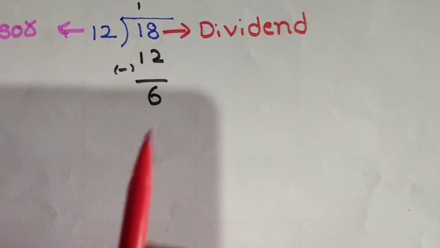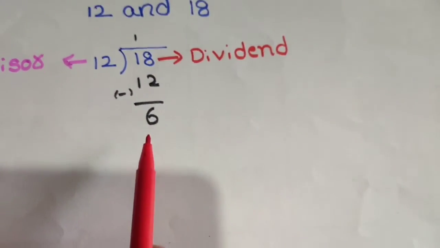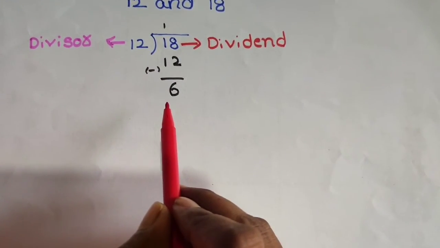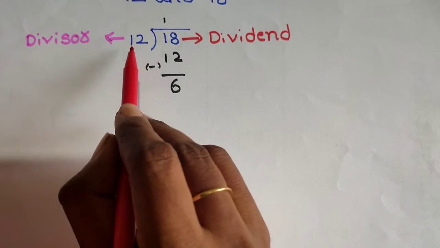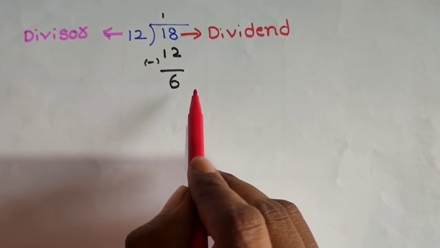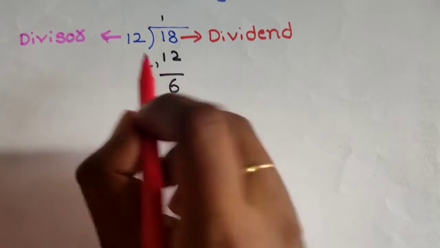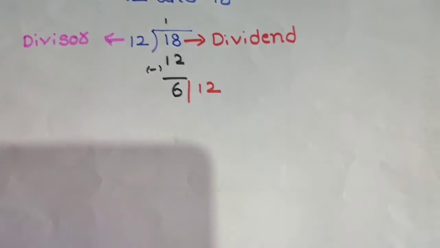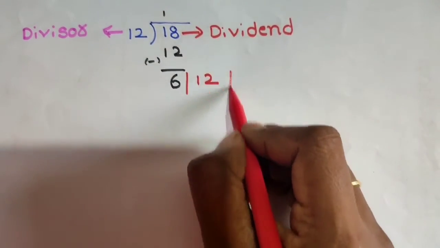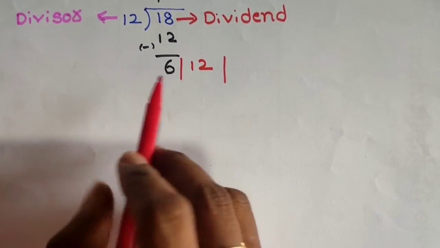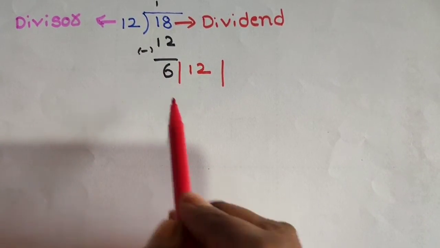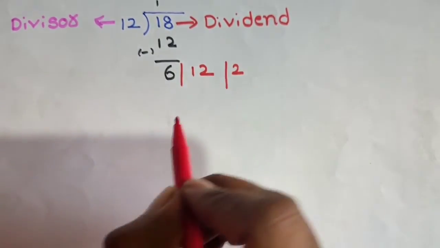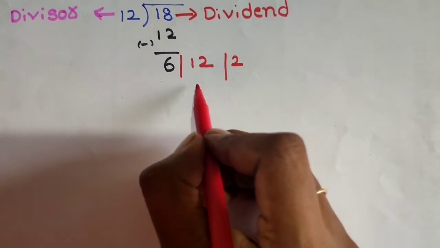Okay. Now what we have to do? The remainder 6 becomes the divisor, and the previous divisor, what is the previous divisor? 12. The previous divisor 12 becomes the dividend now. So let's take 12 and we have to divide it by 6. So 12 divided by 6 gives 2 as our quotient. 6 twos are 12.